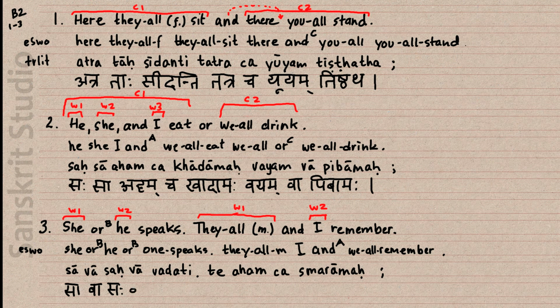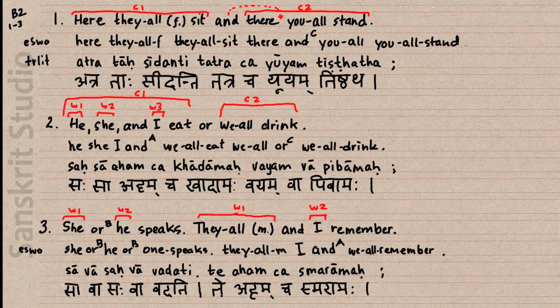So another wa here, B syntax. Vadati, he is speaking, someone is speaking, end of sentence. And then we have pronoun te, which can be many different things, but in this case it's the masculine plural. Te aham, aham cha smaramaha, like that.